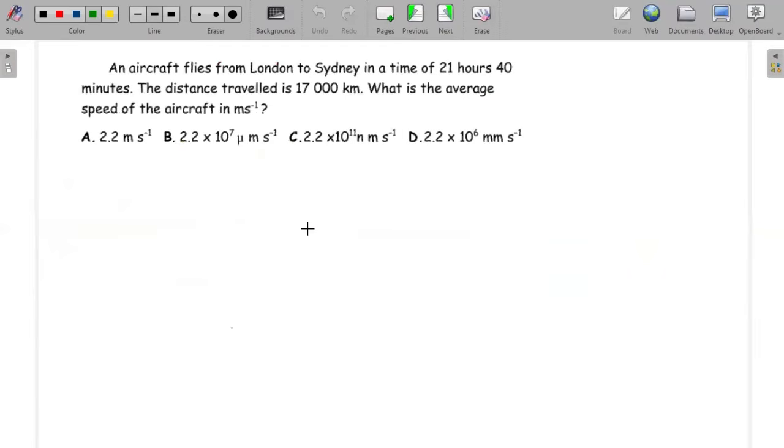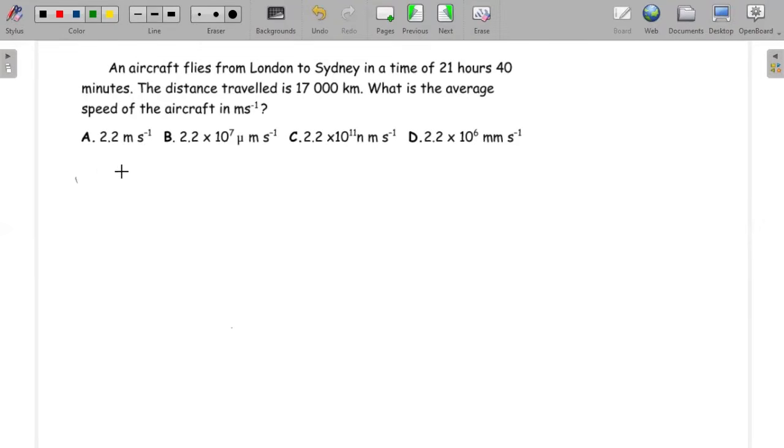Okay, let's move on to the next question. Question 3 says an aircraft flies from London to Sydney in a time of 21 hours, 40 minutes. The distance traveled is 17,000 kilometers. What is the average speed of the aircraft in meters per second?